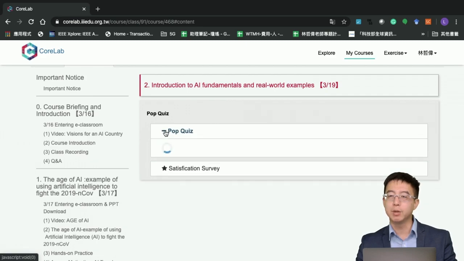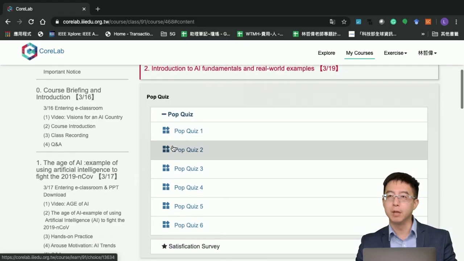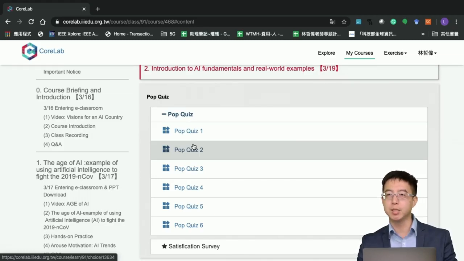It is downloading. What's the matter? Okay, we have pop quiz 1 to 6. Of course, you are encouraged to answer all of them. But right now, since we wish to have more and more interaction with the audience today, I would like to open quiz 2 first and ask someone to answer for us. So we'll start from question 2.